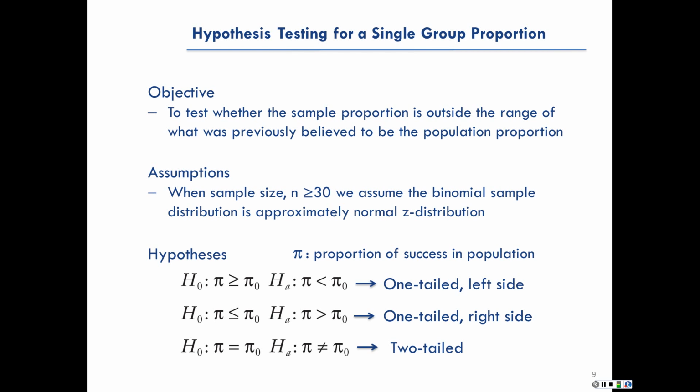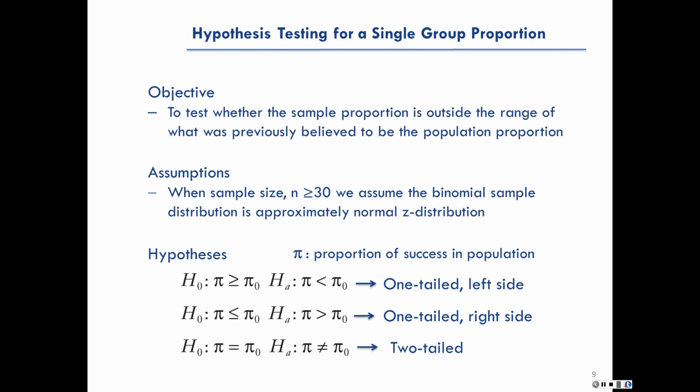And so in terms of our hypotheses, here remember we're hypothesizing about pi, which is equal to the proportion of successes in the population. And so we can have a one-tailed left-sided hypothesis, where our alternate hypothesis would be that pi is less than some value that was previously assumed in the population. So the proportion of successes is less than what we previously assumed it to be. The null is that it's greater than or equal to that. A one-tailed right-sided hypothesis would be that pi is greater than some previously assumed value in the population, and then the null would be the reverse of that, which is that pi is less than or equal to that previously assumed value in the population.